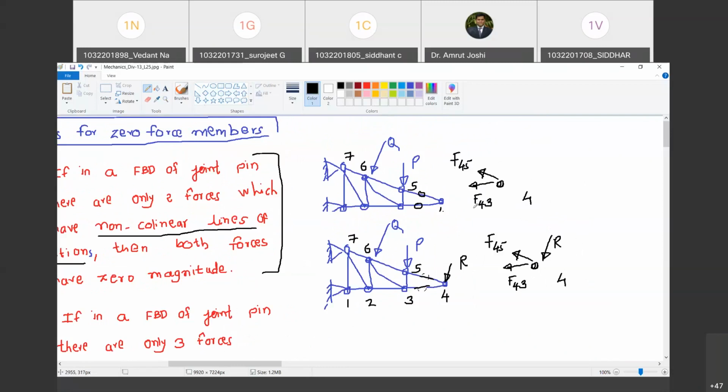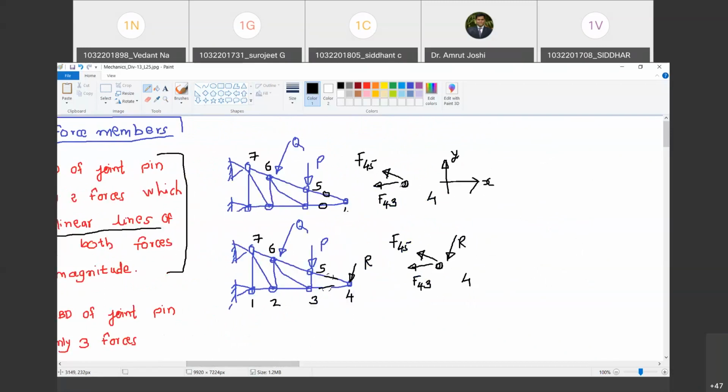Now look at this free body diagram. I will call this direction x and this direction y. Along one of the members, I am going to call that direction x. The member need not be horizontal, it can have any orientation, but along that member I am going to call the direction x, and the perpendicular direction y. Are you with me? Yes, sir. This angle is theta, and apply summation Fy equal to 0.